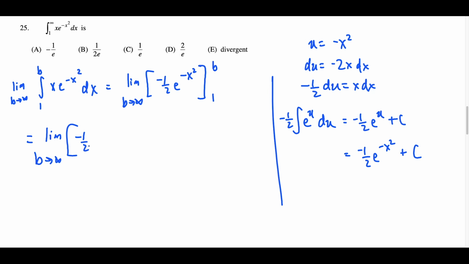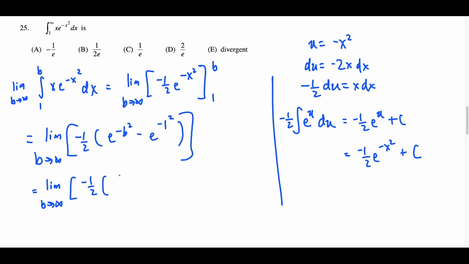But we're going to have negative 1/2, and we have e to the negative b squared minus e to the negative, and we have a 1 squared here. So when we go through with this part here, now we have the limit as b goes to infinity, and we've got negative 1/2 times, this is 1 over e to the b squared, and then this is going to give me e to the negative 1. When I have negative 1 and then raised to the second without parentheses, that's going to be e to the negative 1, so I have minus 1 over e.